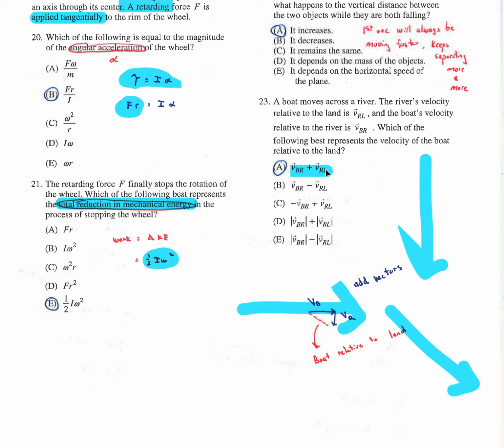Now, we know how to add vectors. Well, we'd have to add horizontal components with vertical components, but that's the notation of just adding vectors. That's the boat relative to the water, and the boat relative to the land, and the boat's velocity relative to the river.